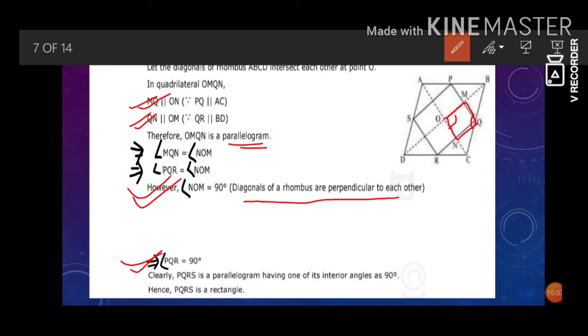So we know that MON is 90 degrees. Hence we can say PQR is 90 degrees. So clearly we have got PQRS as a parallelogram whose interior angle is 90. So we can say it is a rectangle.